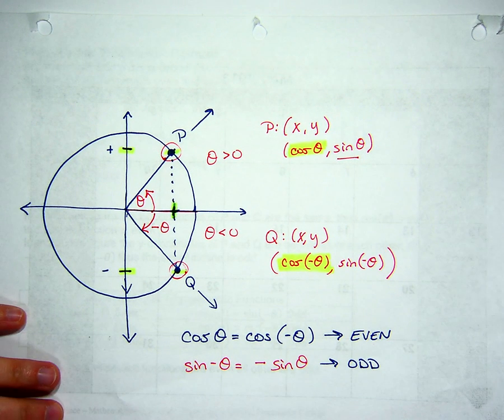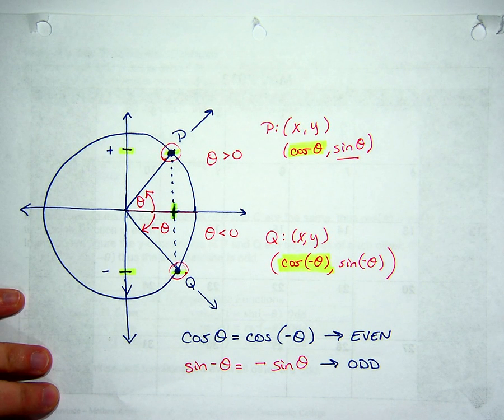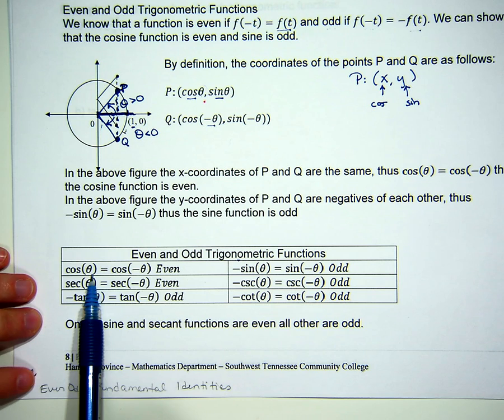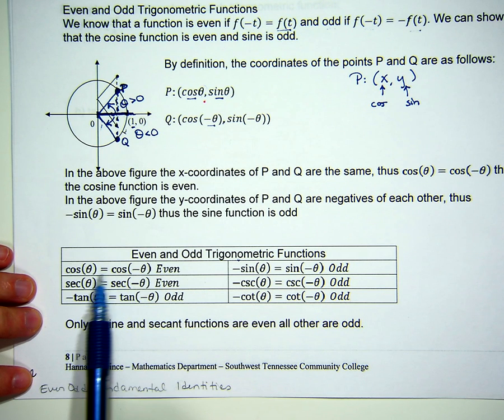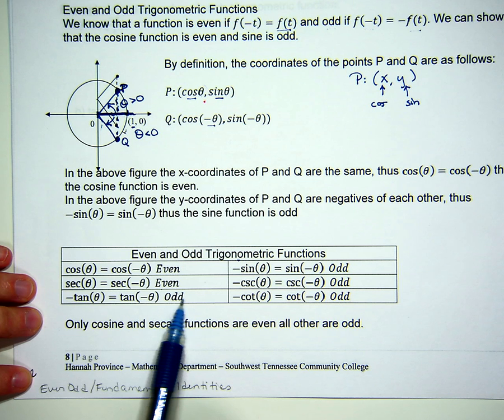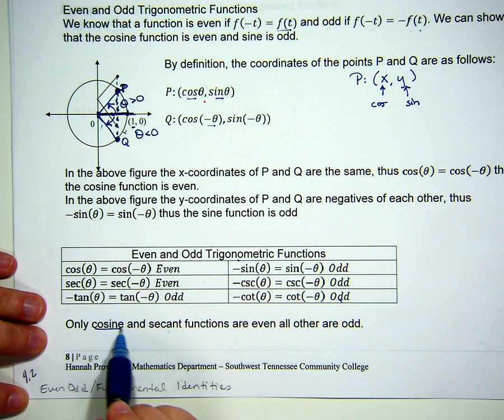That's actually how we talk about evens and odds for trig functions. So I've got these written out for you. Which one's which? Cosine theta is cosine negative theta, even. Secant theta, which is the reciprocal of the cosine, even. Everything else is odd. Only cosine and secant, the cosine function and its reciprocal secant, are even. Everything else is actually odd.